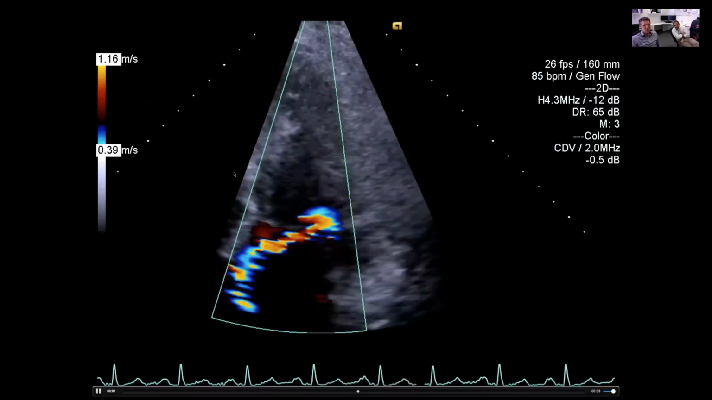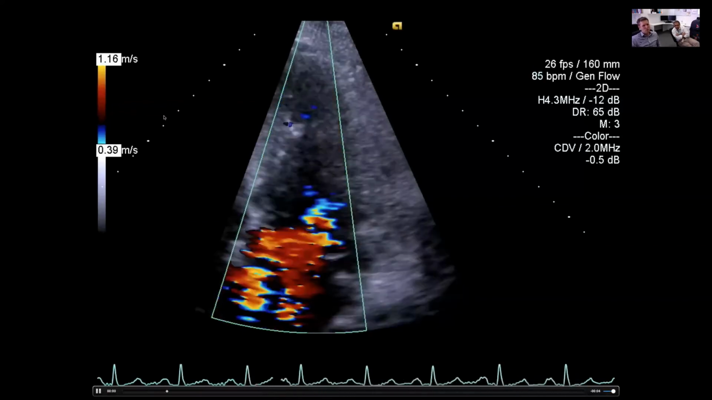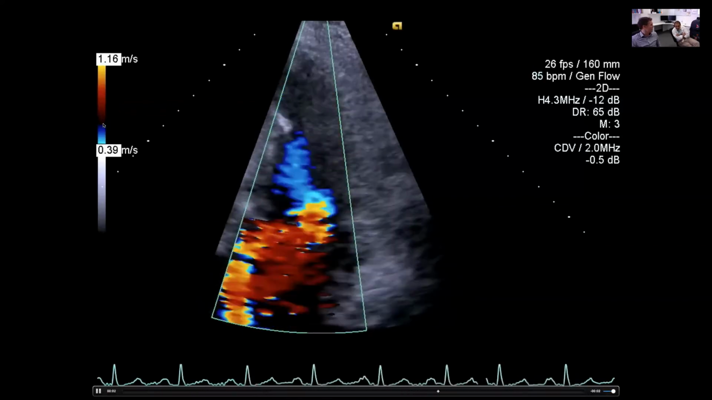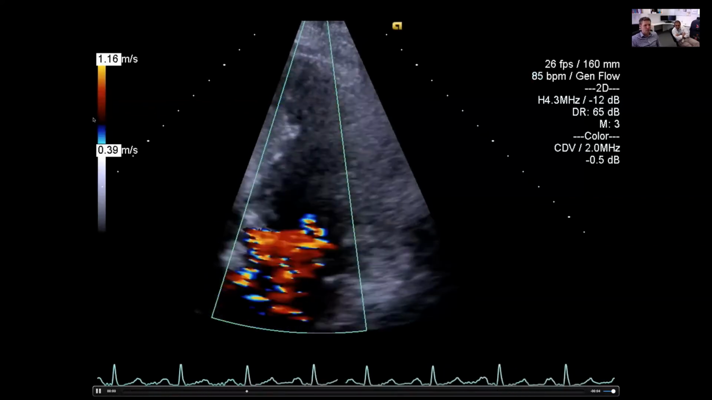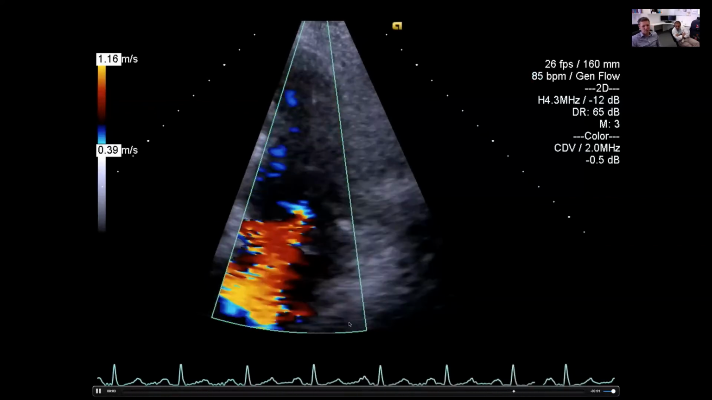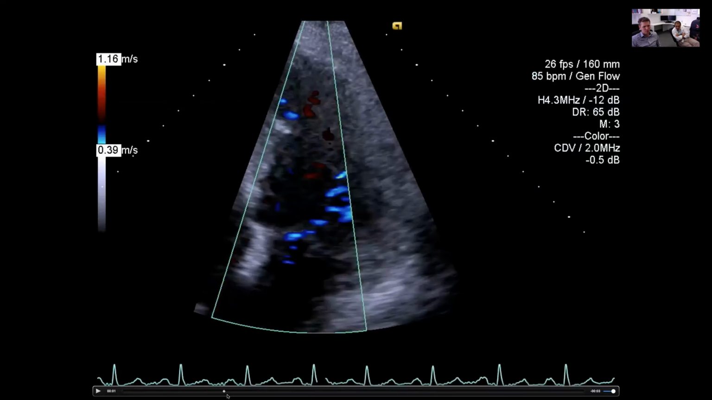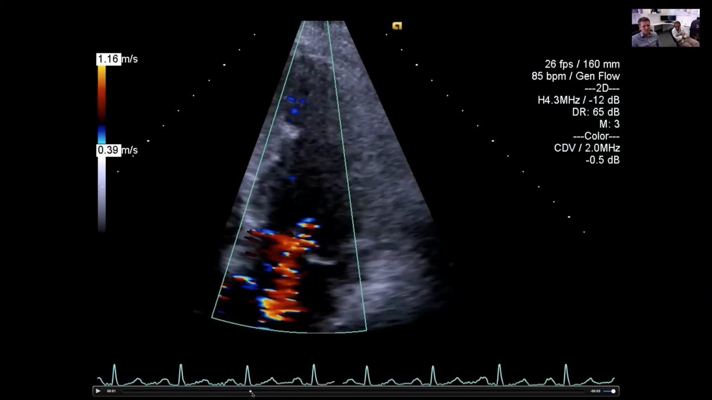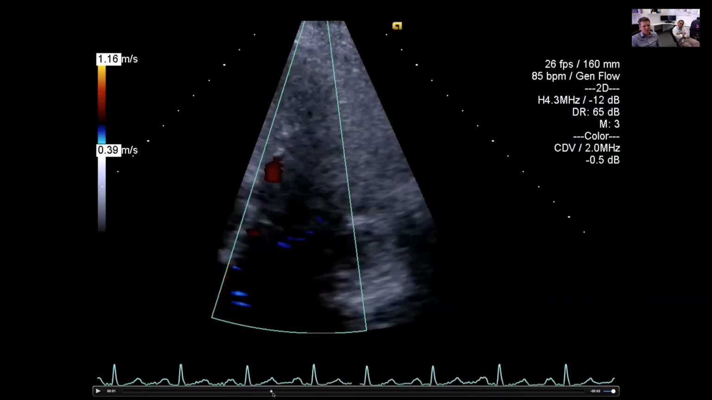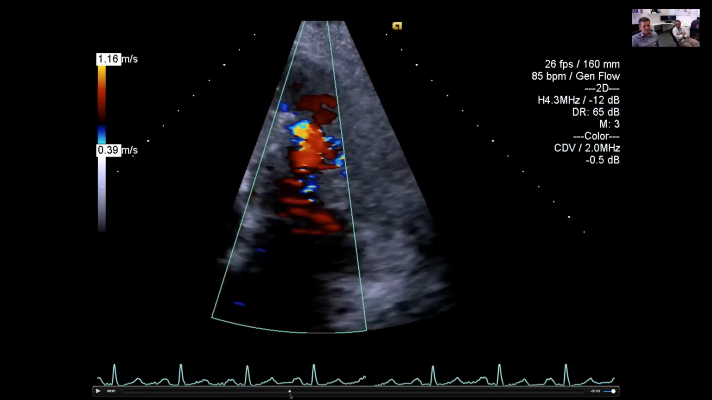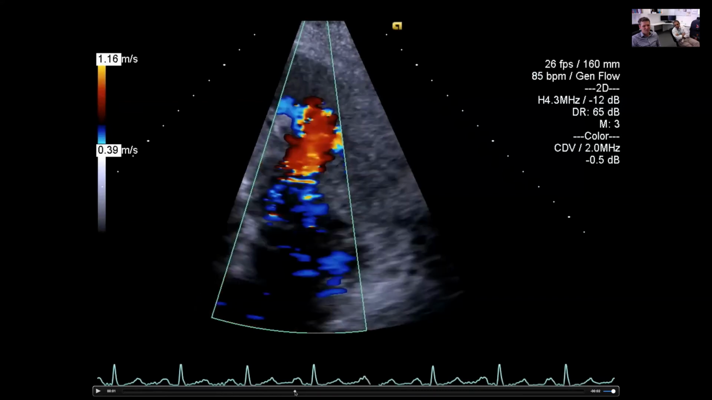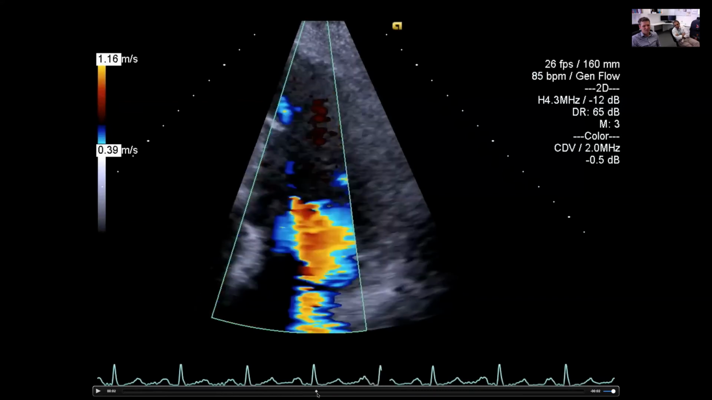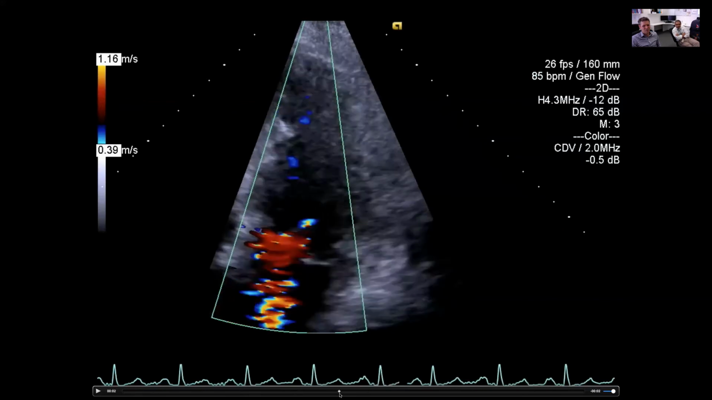So I'll just quickly show what I'm talking about, PISA. So often you move the baseline in the direction that the regurg is going. So here I've moved it down to 0.4, and I can't pause it brilliantly. So I then try and find mid-systole. And yeah, I'm not doing a great job.